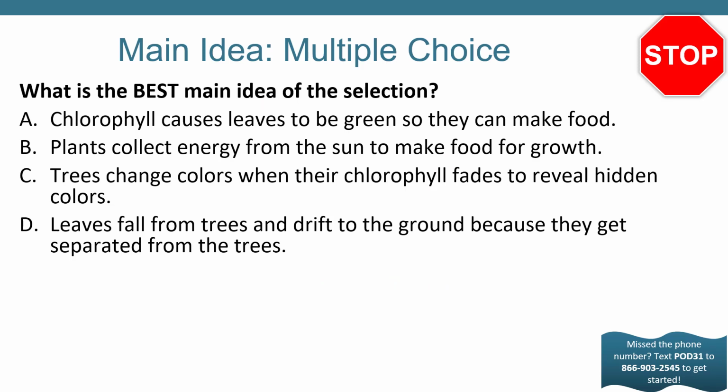What is the best main idea of the selection? A. Chlorophyll causes leaves to be green so they can make food. B. Plants collect energy from the sun to make food for growth. C. Trees change colors when their chlorophyll fades to reveal hidden colors. D. Leaves fall from trees and drift to the ground because they get separated from the trees.